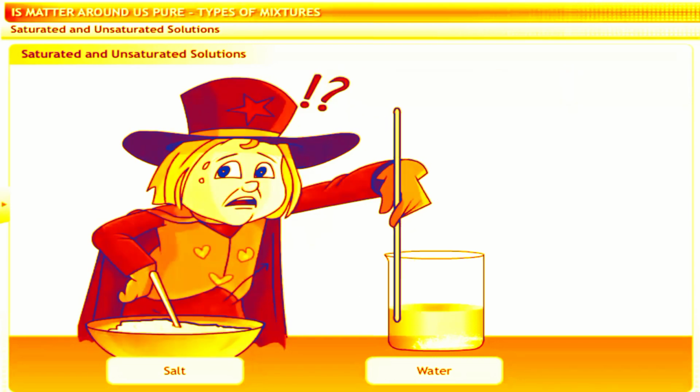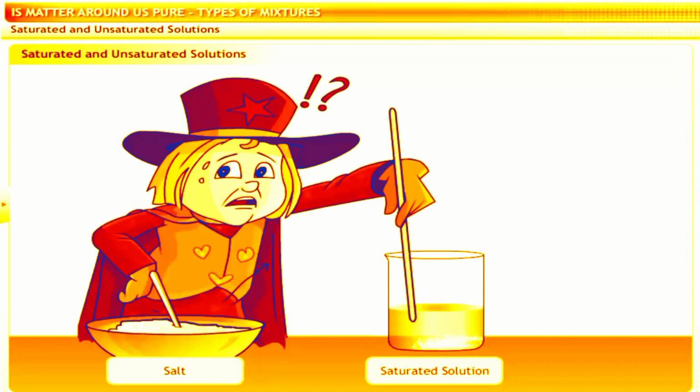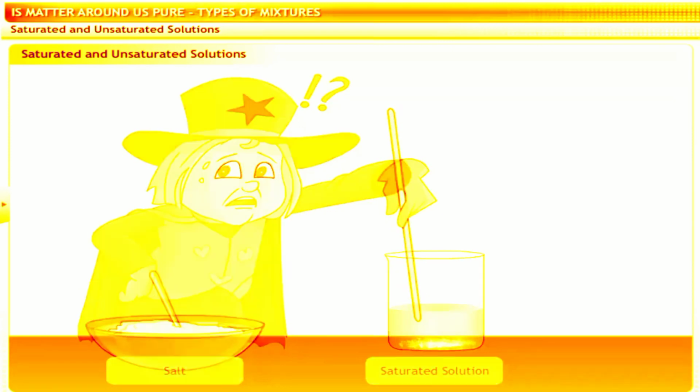Even if you stir the solution vigorously or wait for a long time, the solution will remain undissolved. You have obtained a saturated solution in which no more solute will dissolve. The solution that we had obtained initially was an unsaturated solution.